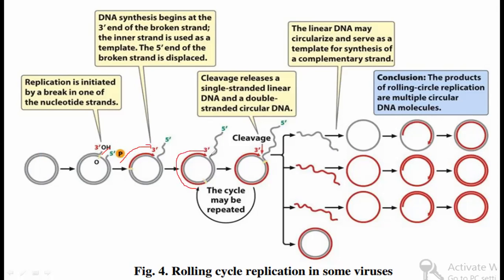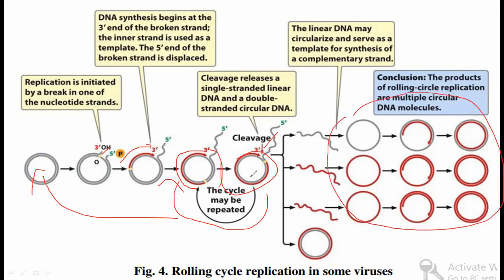It makes a complete cycle and releases this. When it completes the synthesis, it may undergo the same thing again, and it will continue to form the DNA like this. That's why it's called a rolling cycle. The free segment is released.